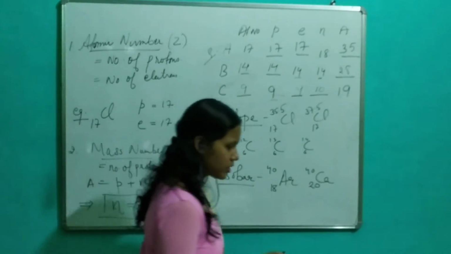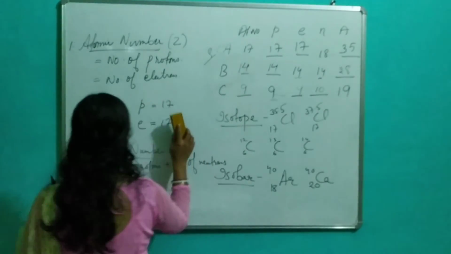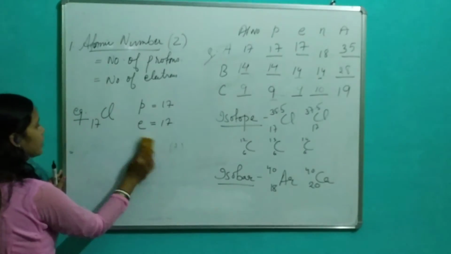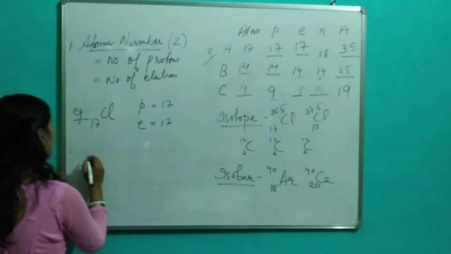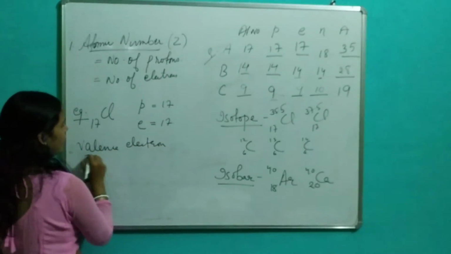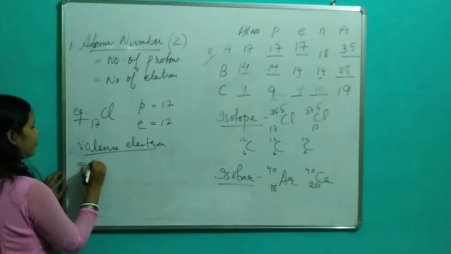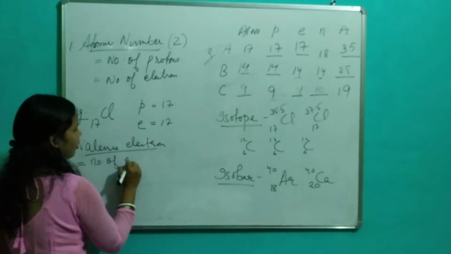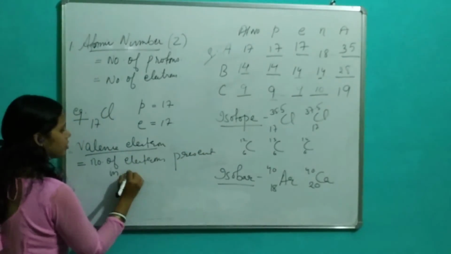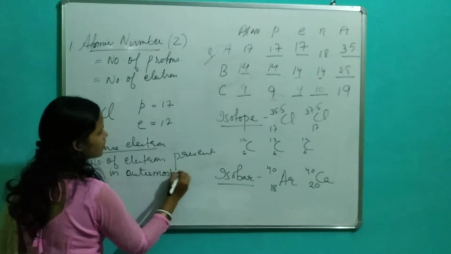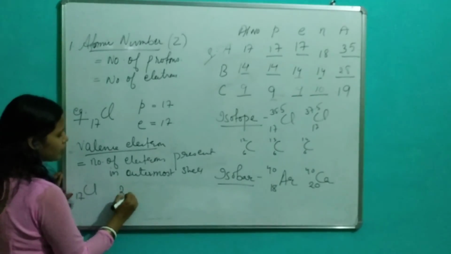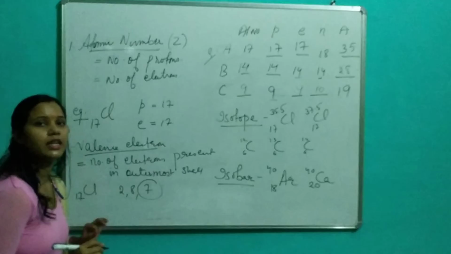Another very small terms we should know, what is valency and what is a valence electron. So valence electron is the number of electrons present in the outermost shell. For example, valence electron, that is equal to the number of electrons present in the outermost shell. For example, if I say chlorine, chlorine is 17, the electronic configuration is 2, 8, 7. So 7 is the valence electron of chlorine.